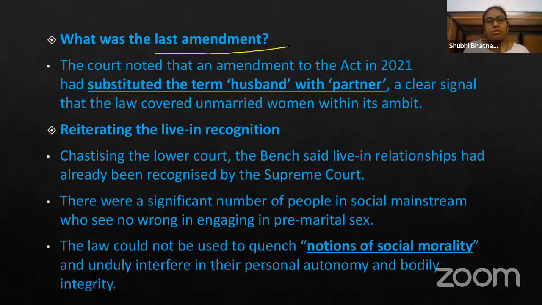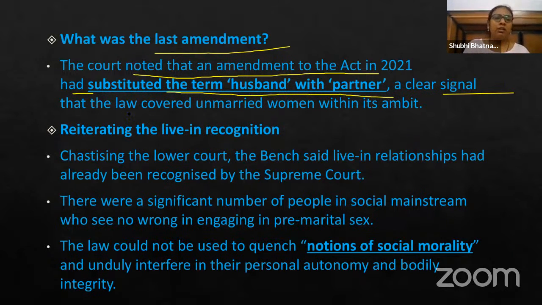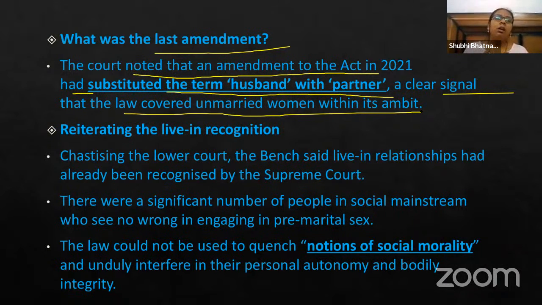Now, what was the last amendment related to this particular thing? So the court noted that an amendment of the act in 2021 had substituted the term husband with partner, a clear signal that the law covered unmarried women within its ambit. So there was this change in this act in 2021 जहाँ पे की जो term husband था उसको partner से change कर दिया गया, which means it also covered the women who are unmarried and the male is also responsible whether he is husband or not, whether they both are married or not.